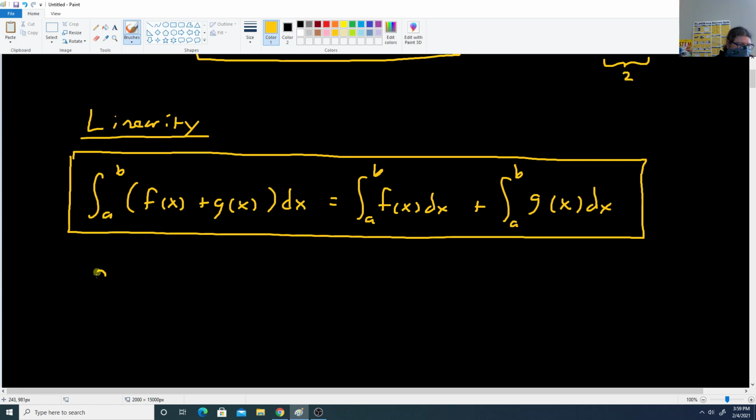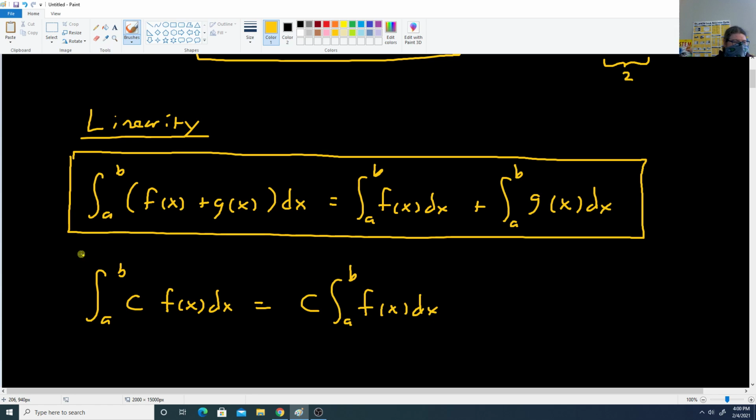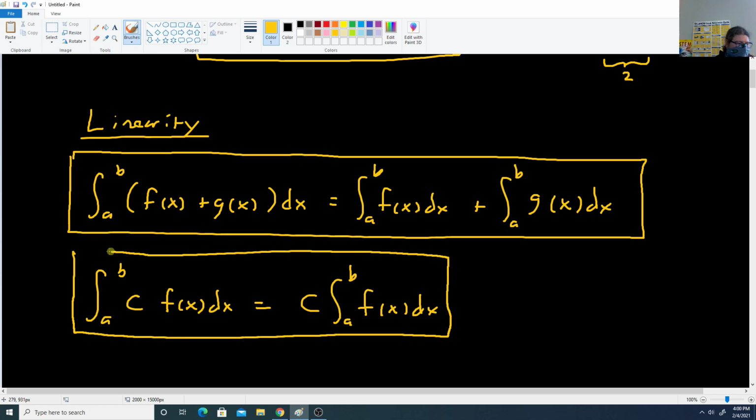If we integrate over a constant times a function, the integral from a to b of c f of x dx will equal c times the integral from a up to b of f of x dx. So you're able to pull the constant out front of the integral.